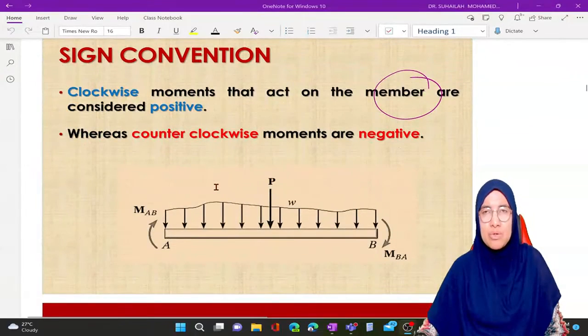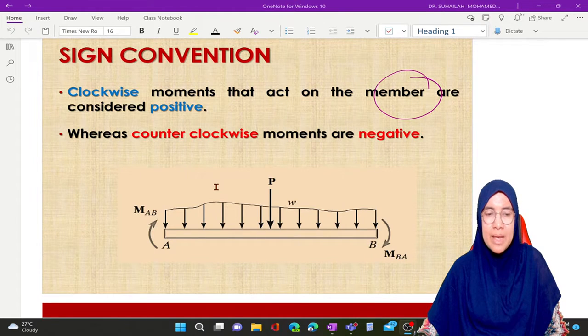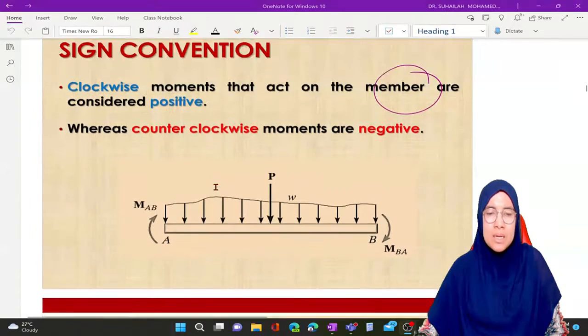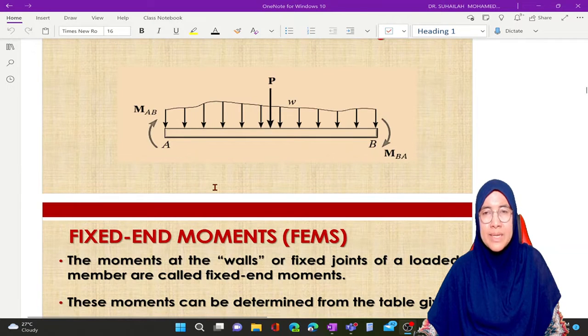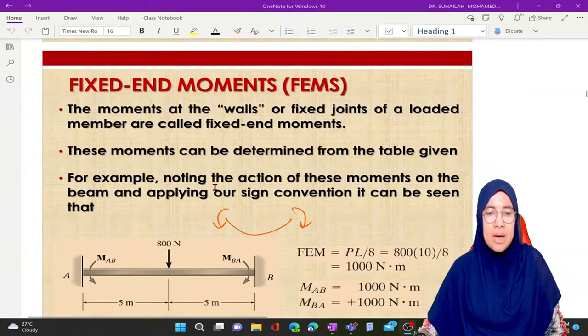Okay, the sign convention we use for moment distribution method. Since we use Hibbeler as our main reference textbook, it is clockwise positive. It is clockwise moment that acts on the member that is considered positive. Otherwise, counterclockwise moment is negative. So it is actually different if we compare to joint moment, because the moment that we analyze, the moment that we distribute, is actually joint moment, not member end moment.